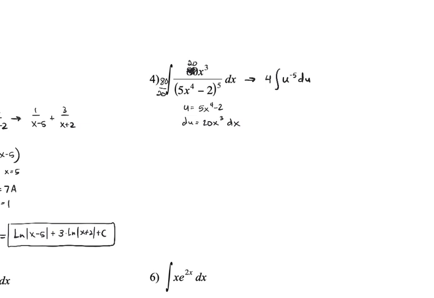So then this is general power rule, where we have a something being raised to a power. So to integrate that, we add 1 to the exponent, and then divide. So then we replace u with 5x to the 4th minus 2 to the power of negative 4.